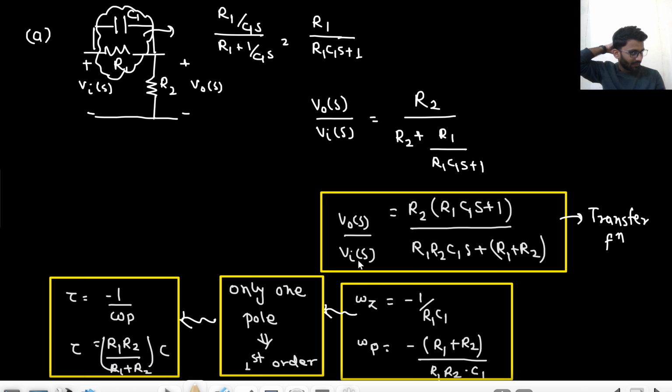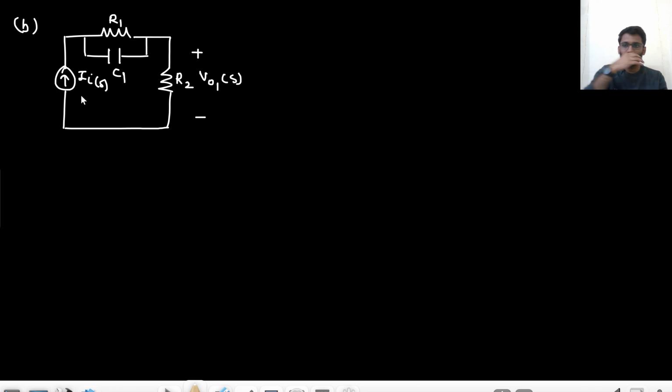Now, if it is an impulse input, it will be simply some value. If it is a step input, it will be 5 by s. If it is a ramp input, it will be 5 by s square. So it has nothing to do with the input. This input can be anything: ramp, step, or impulse. So I just need to find V0(s) by Iin(s).